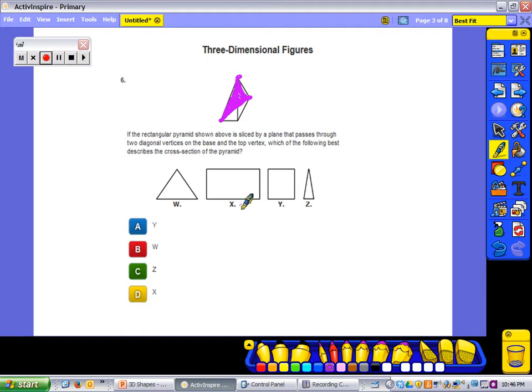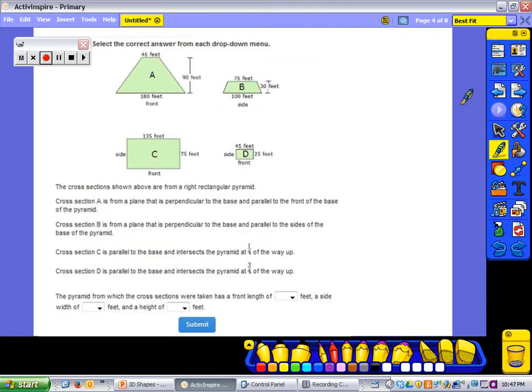Okay, so obviously it's not X or Y. And then the triangle that we have drawn is fatter than the triangle that they have for Z. So the answer there is W, and so it is B. Okay, so here is a pretty tough one that you will most certainly not see on the CRCT. It says the cross-sections shown above are from a right rectangular pyramid.